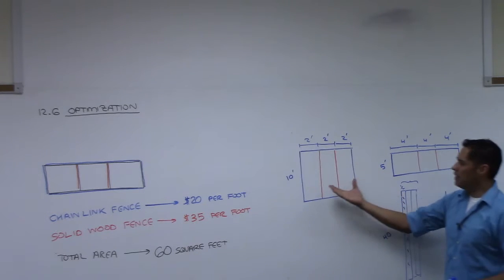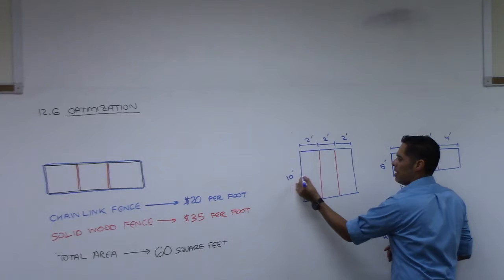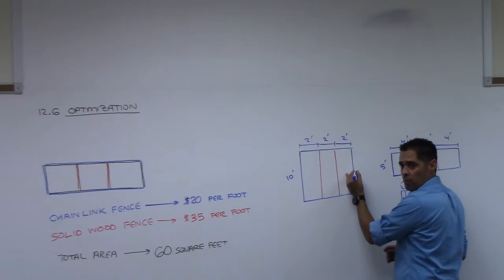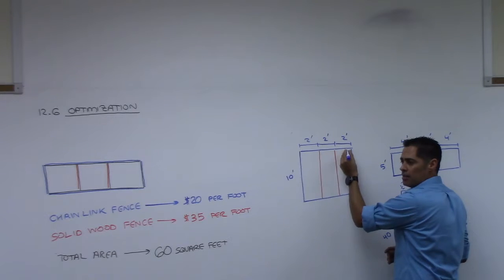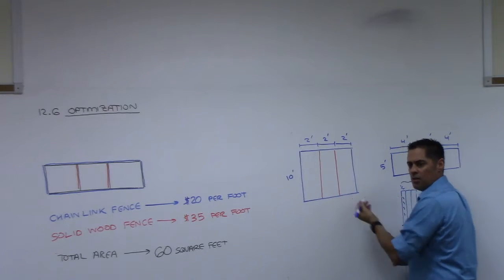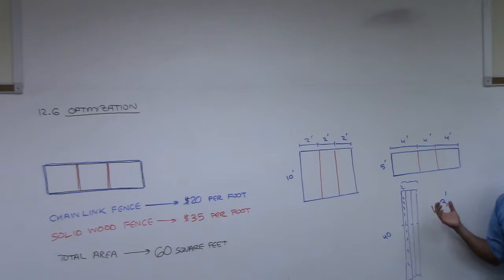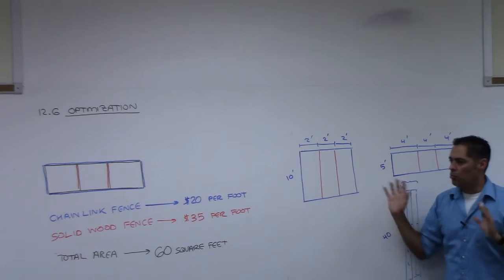How many feet of fence would I need here? 10, 20, 30, 40. 40, right? And then 42, 44, 46, 48, 50, 52. So only 52 feet of fence, right? Regardless of whether it's chain link or wood.